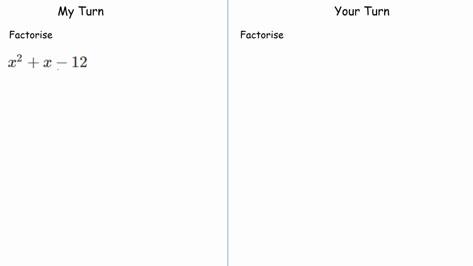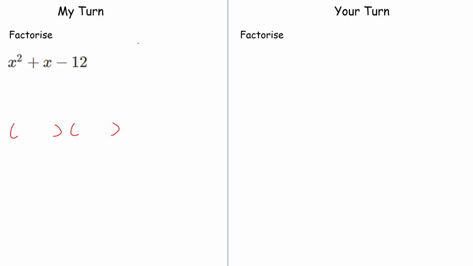Factorize this quadratic. This one's a little bit different because we've now got a negative sign, but the process is exactly the same. It's just being really careful when you choose your pairs of numbers. But the process is going to be the same. Factorize a quadratic in this form. It's going to go into a pair of double brackets.